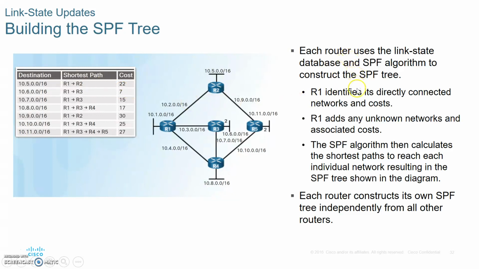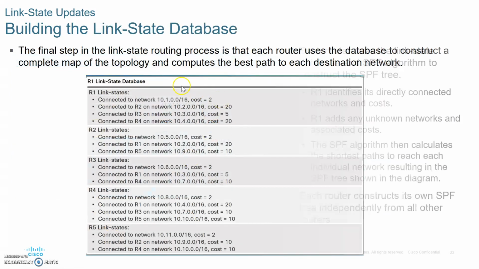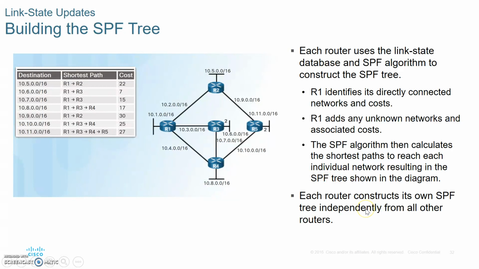Okay, so this is a step. They use the database, run the shortest path algorithm, and construct the map. Then they will identify their own directly connected network, R1, and the cost. They will add the remote networks and the associated cost all in the table, and then they will run the shortest path first to find the shortest path, and then they will have the shortest path in the table. So each router will construct its own shortest path. They will not work together with other routers. Once they have the table that's shown in the earlier slide, they will construct their own shortest path independently.